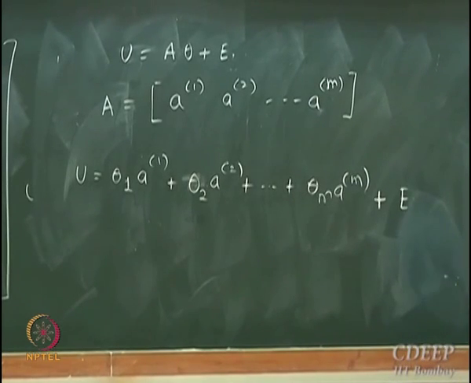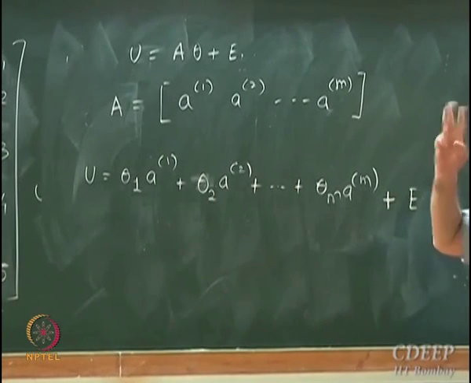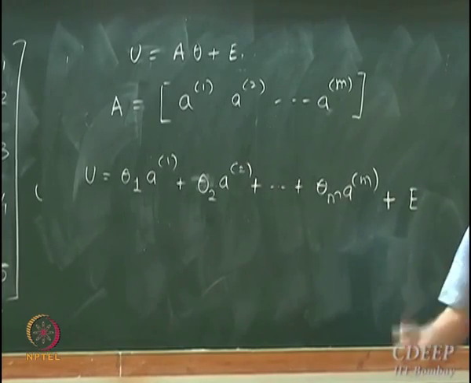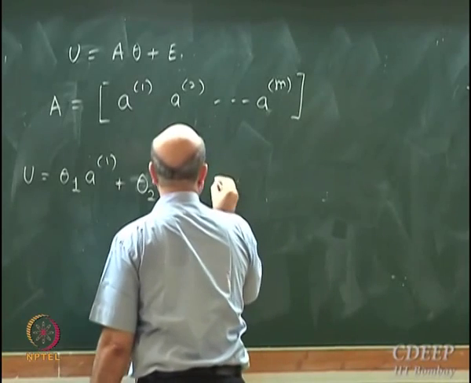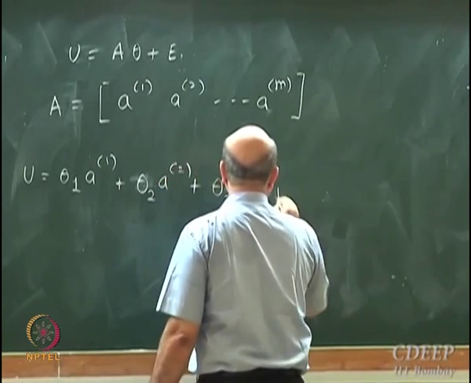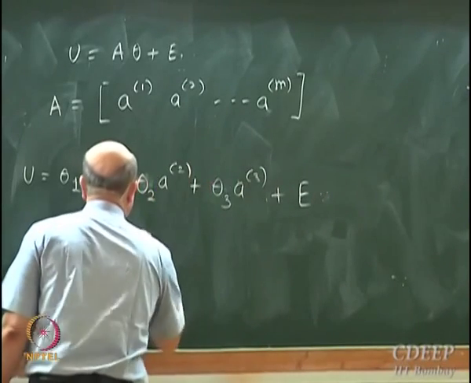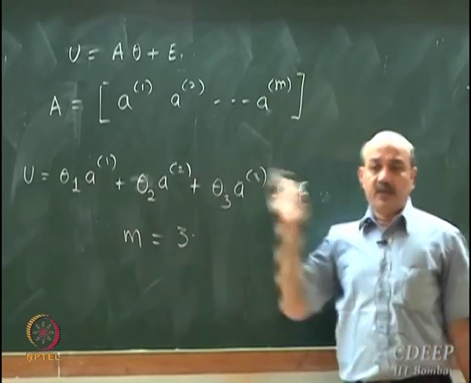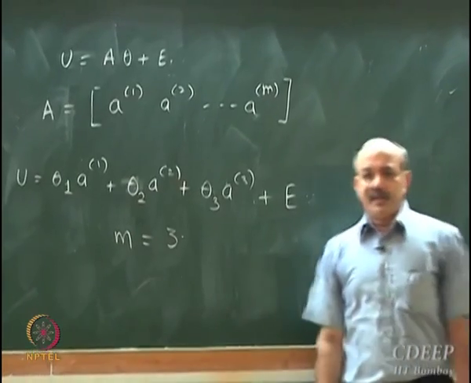Now to simplify life, let's take a case where there are only 3 vectors. Generalization to M is not so difficult. So I will just take theta 1 A1 plus theta 2 A2 plus theta 3 A3 plus E. This is the case when we have taken M is equal to 3. There are 3 parameters, theta 1, theta 2, theta 3. I want to find out the least square estimates of these.